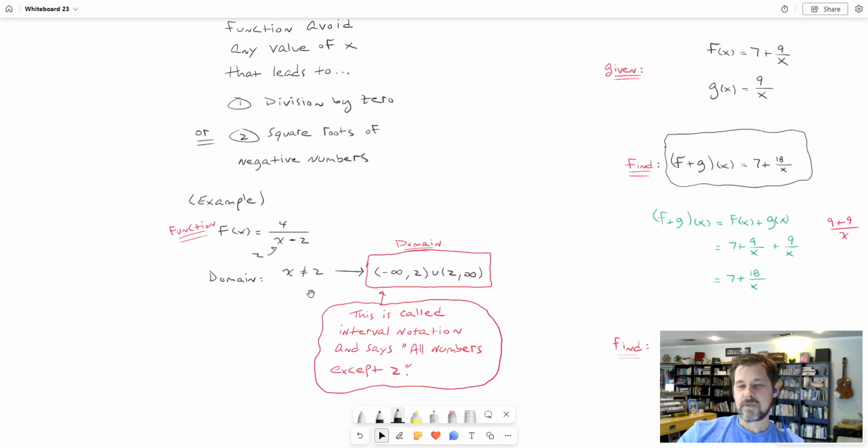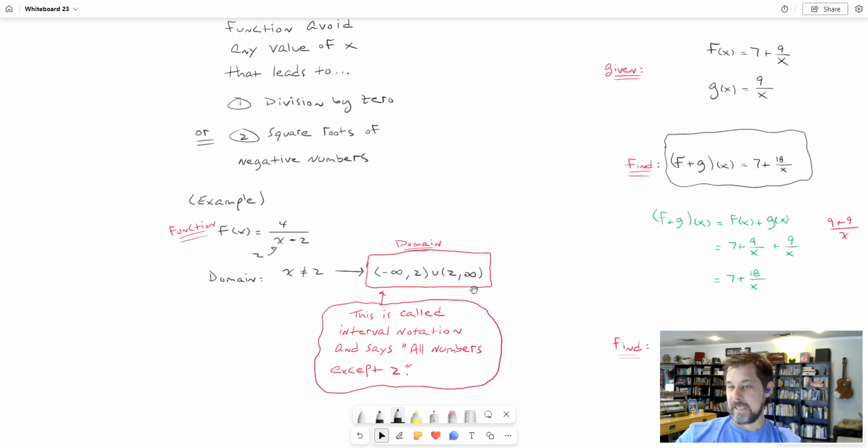Now, when we work problems on my math lab, we will generally be giving domains in interval notation. So the way that I do that is I say, to say all numbers except 2 is like saying all numbers from negative infinity to 2, skip the 2, pick back up, and go from 2 to infinity.